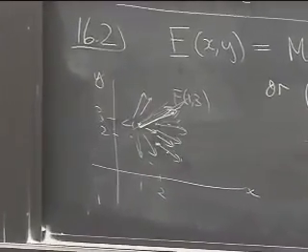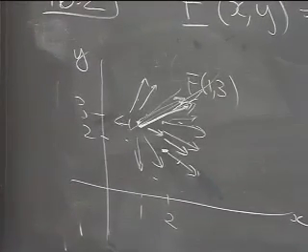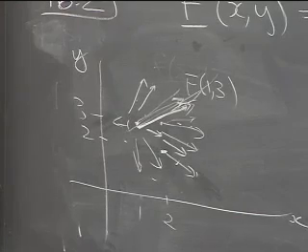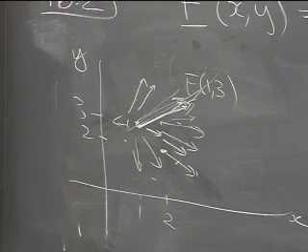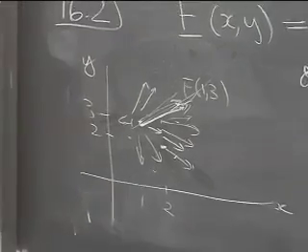Okay, so that's the concept of a vector field. Is this clear enough from what I've said? Or does anyone have any other questions about the basic idea of it? No questions? All right.